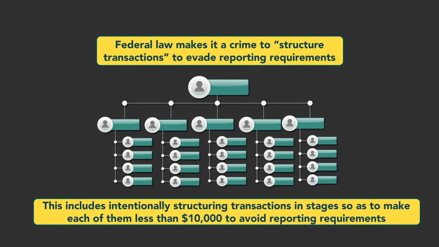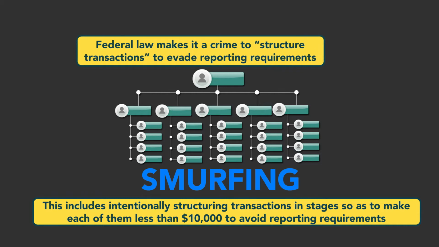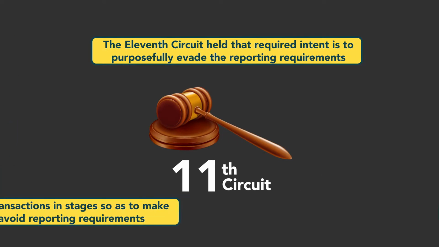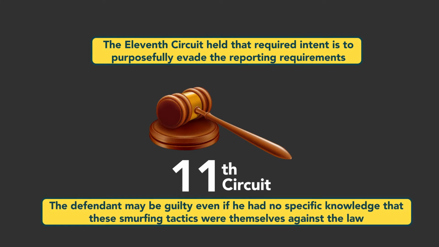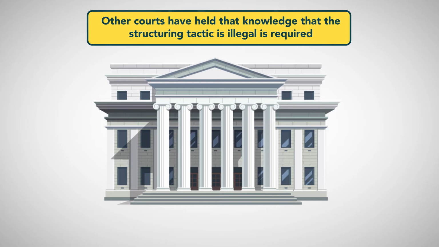This includes intentionally structuring transactions in stages so as to make each of them less than $10,000 to avoid the reporting requirements, a practice known as smurfing. While, like most crimes discussed in this module, structuring transactions to avoid detection is a specific intent crime, the 11th Circuit held that the required intent is to purposefully evade reporting requirements. The defendant may be guilty even if he had no specific knowledge that these smurfing tactics were themselves against the law. Other courts, though, have held that knowledge that the structuring tactic is illegal is required.